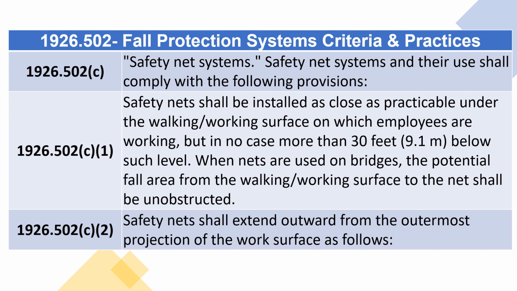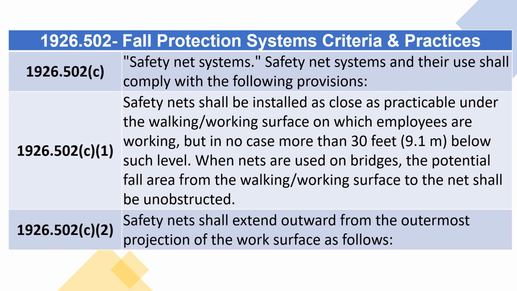1926.502(c), safety net systems. Safety net systems and their use shall comply with the following provisions. 1926.502(c)(1). Safety nets shall be installed as close as practicable under the walking/working surface on which employees are working, but in no case more than 30 feet (9.1 meters) below such level. When nets are used on bridges, the potential fall area from the walking/working surface to the net shall be unobstructed.